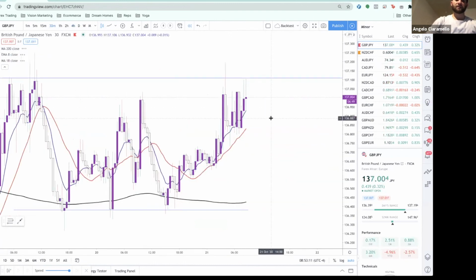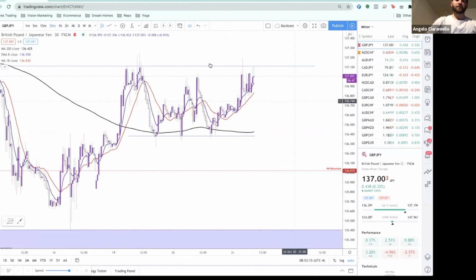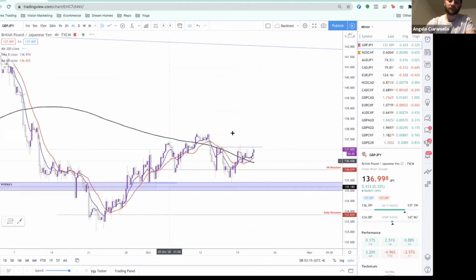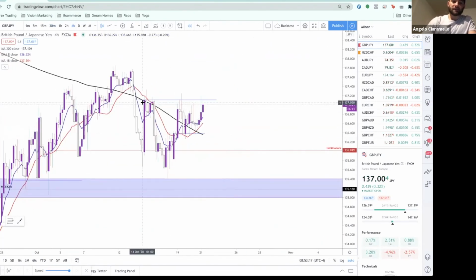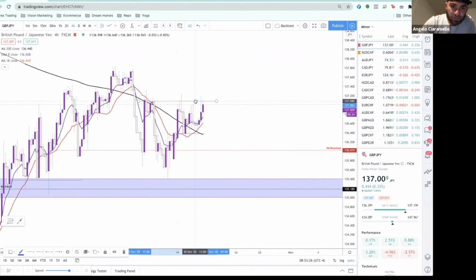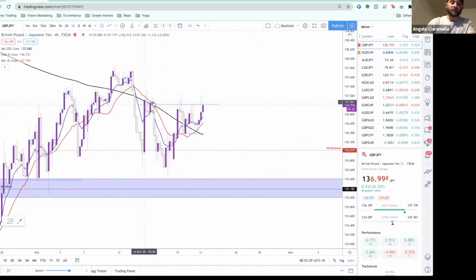And then working down to the 30-minute. So 30-minute, let's go back up to the 4-hour. So 4-hour is testing this level. This level has been tested 1, 2, 3 times. It's failed to break this area. I'm going to move this down a little bit. So 3 times it's failed to break this area. So we've got to get above this area.